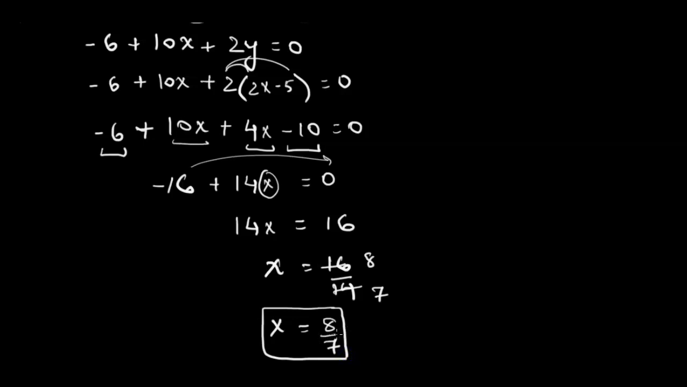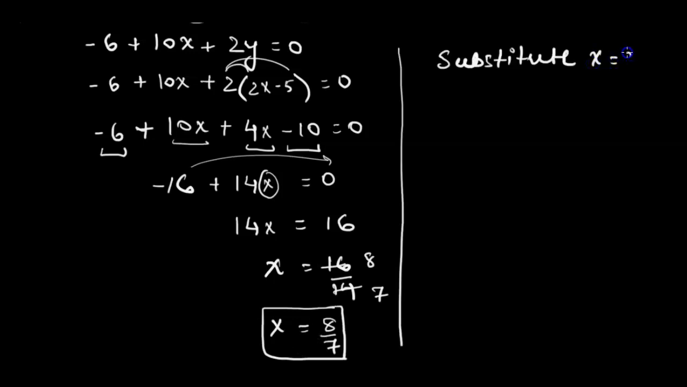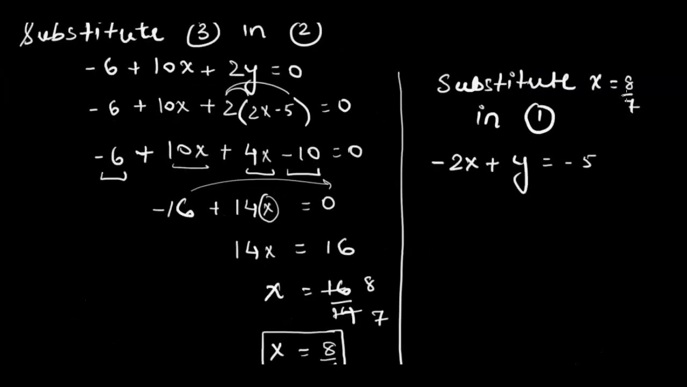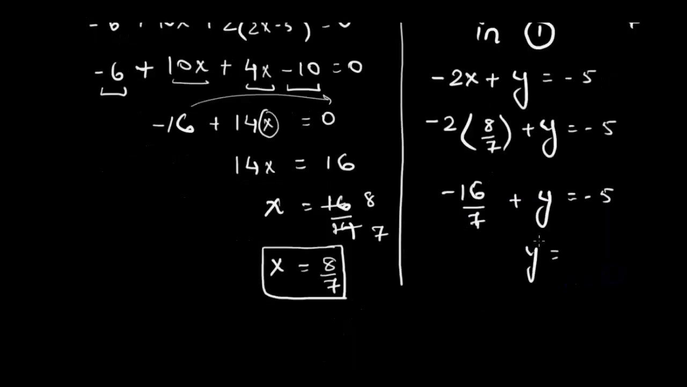Now we need the y coordinate. To find the y coordinate, we substitute this x coordinate in any one of the two equations we started with. So we can substitute x equal to 8 over 7 in any equation of our choice. Let's pick equation number 1: negative 2x plus y equal to negative 5. We substitute x as 8 over 7 and get negative 2 times 8, which is negative 16, divided by 7, plus y equal to negative 5, and we solve for y by isolating y.